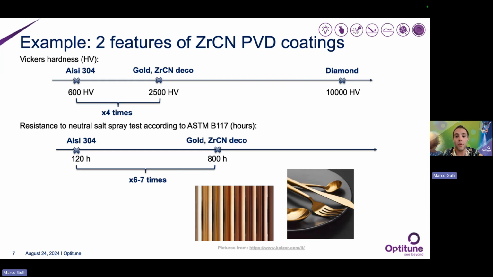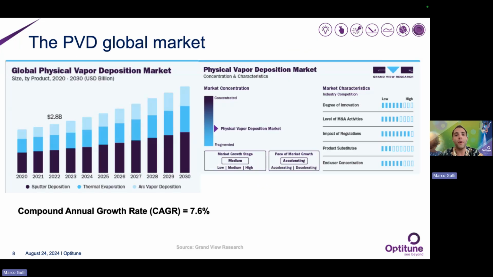Also, we should be able, for example, to improve the salt corrosion resistance of these materials as well by 6 or 7 times. So we can now understand why PVD technologies are really popular and they have broken into the market.